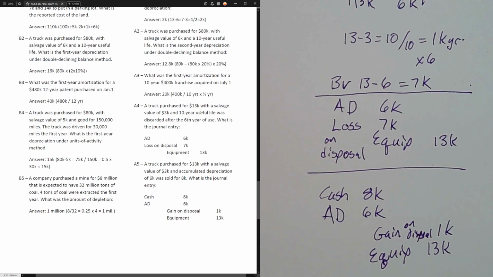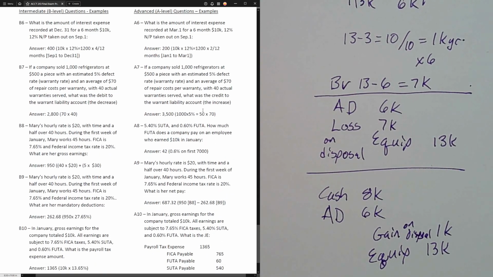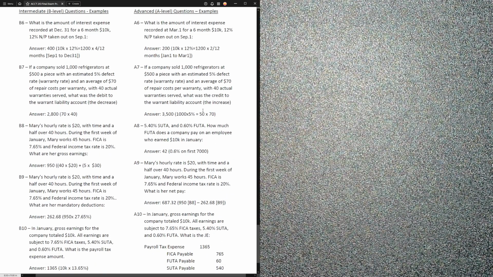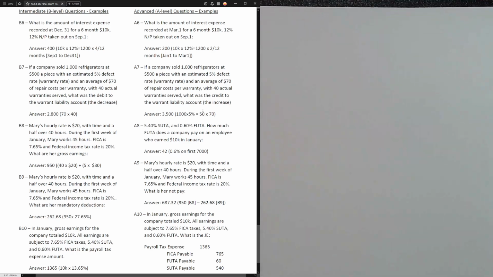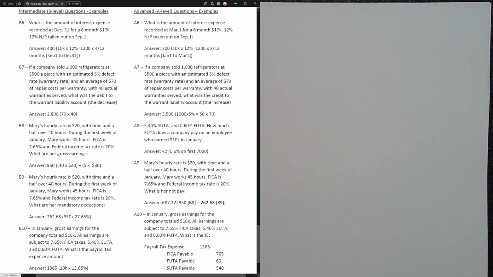Okay, that's chapter 10. Let's take a look at chapter 11. This one should be a little bit more straightforward. Chapter 10 just typically is a lot more work because it's all depreciation stuff. So B6, what is the amount of interest expense? We covered this kind of in the chapter 11 thing.